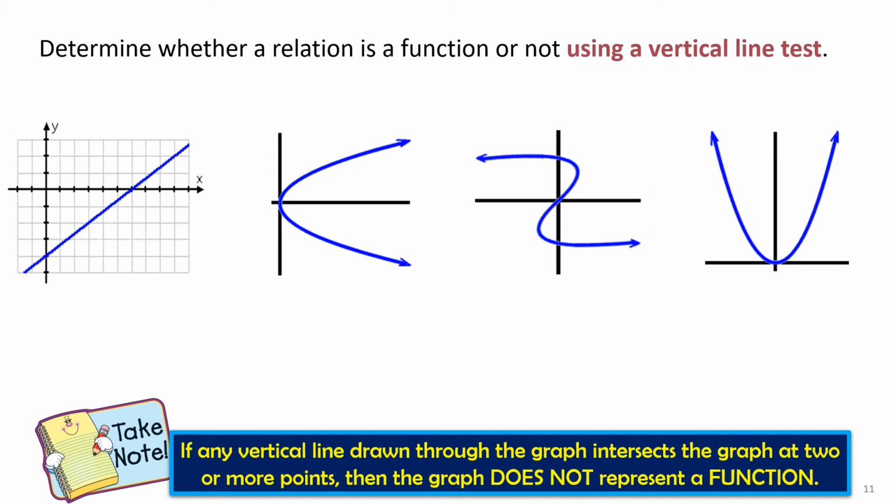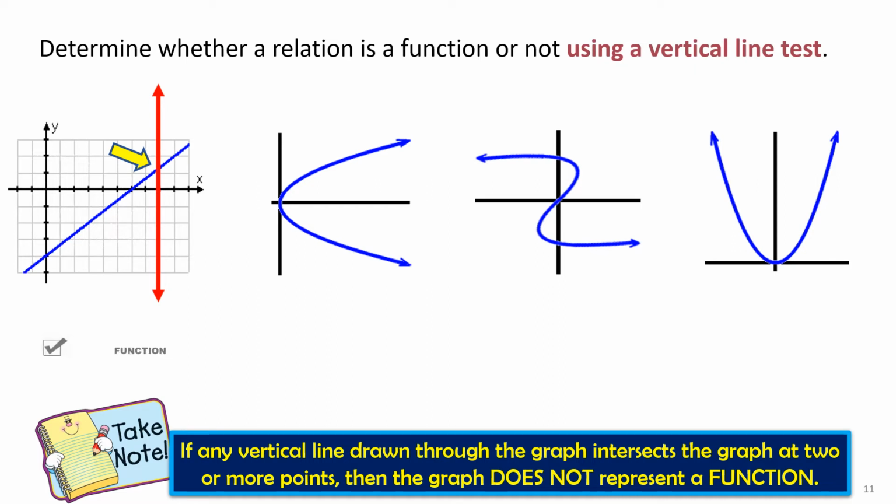So, in our first graph, let us draw a vertical line. Okay? Now, let's move the vertical line. So, as you can see, there is only one intersection.